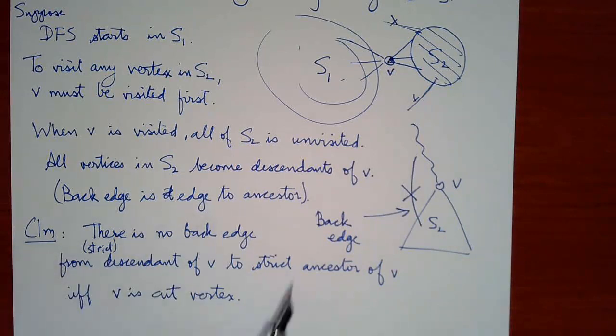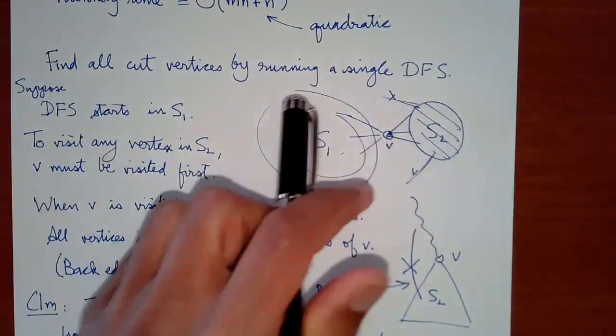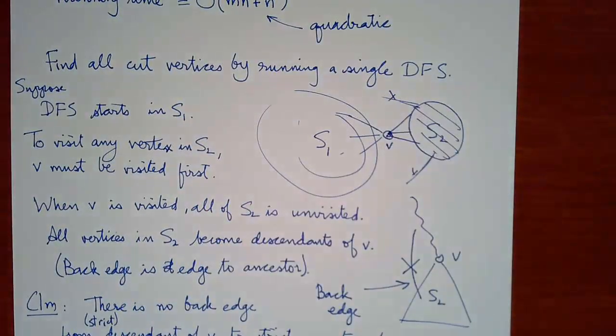And furthermore, in linear time, you can pick out all the vertices that satisfy this condition. It looks complicated, but once you break it down into a few basic steps, it's actually quite doable. And based on that, you can actually show that one can compute all the cut vertices by running a single DFS and then processing the tree. And this can be done in linear time.